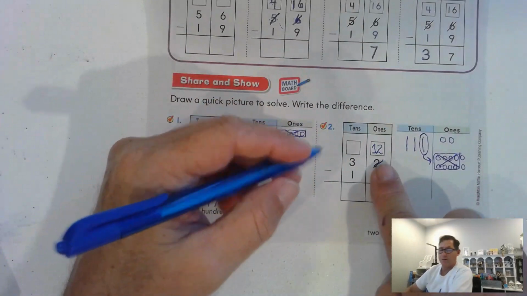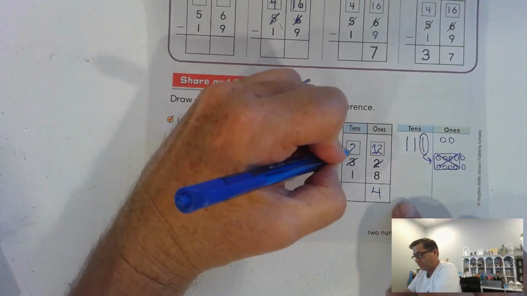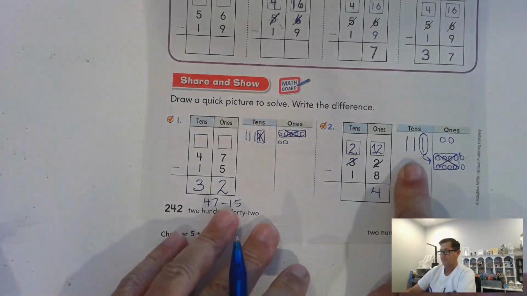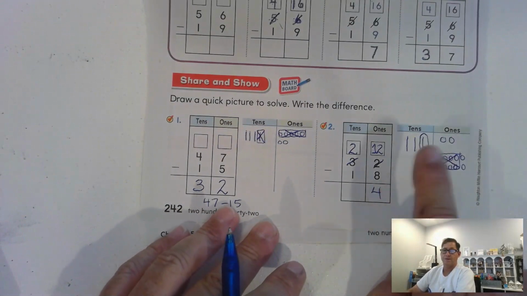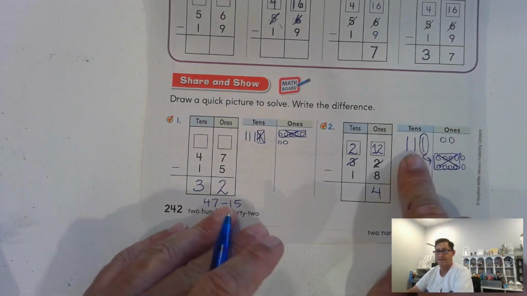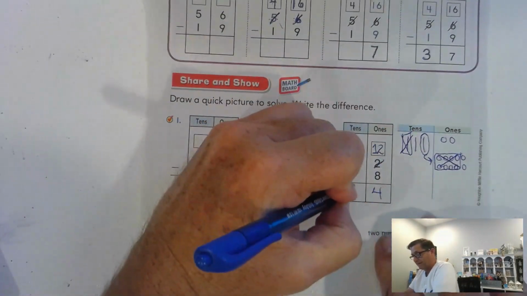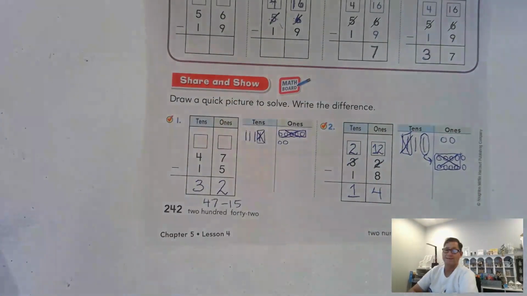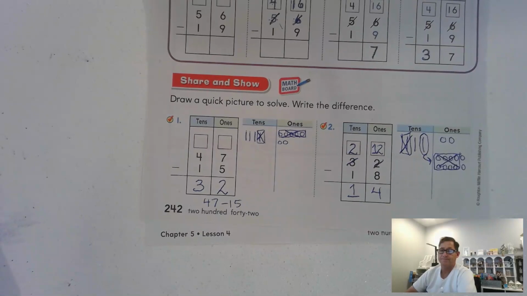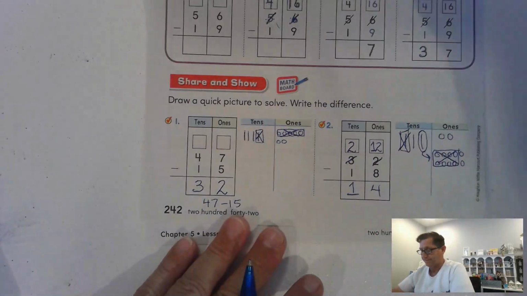Okay, how did we get 12 ones? Well, because we regrouped one of the tens. Okay, so we regrouped one of the tens. We have 2 tens left, and we have to take away one of them, leaving me 1 ten. Okay.